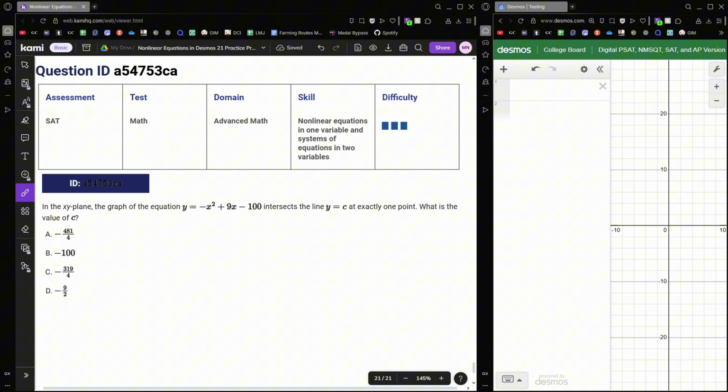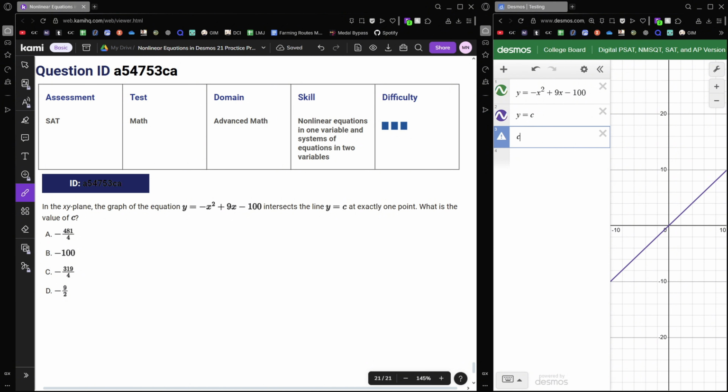Question number 21. For some reason, the ID is in TikTok colors. In the xy plane, the graph of that equation intersects the line y equals c at exactly 1 point. What is the value of c? Let's go ahead and type our equations into Desmos. Y is equal to negative x squared plus 9x minus 100, and y is equal to c. Now normally we would put in a slider for c, but this time they actually give us answer choices, so let's just start plugging in answer choices.